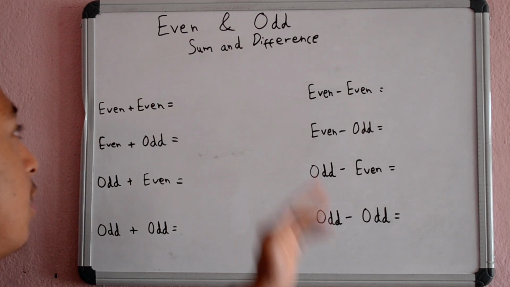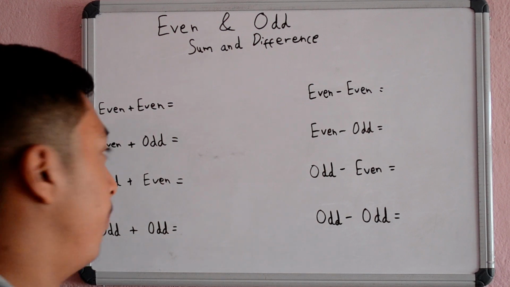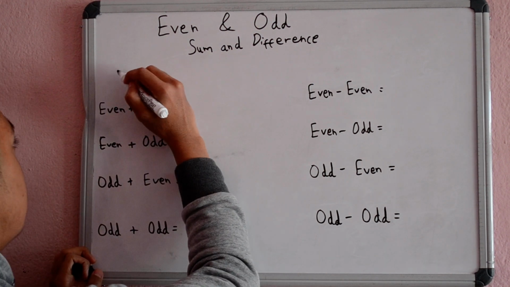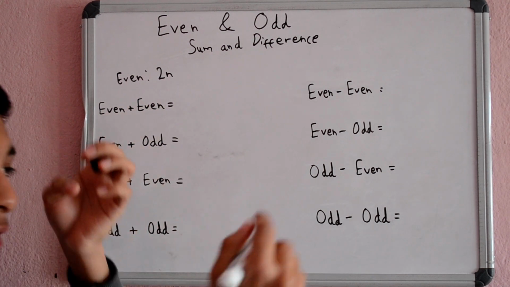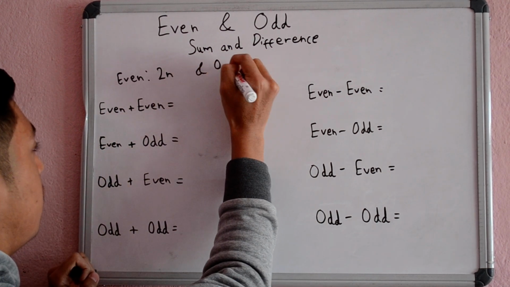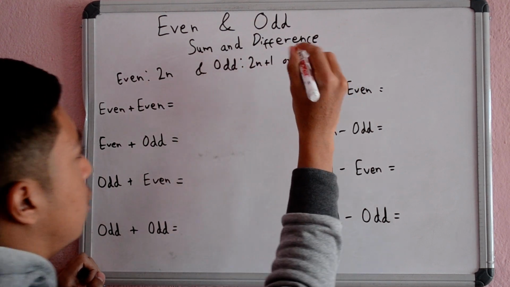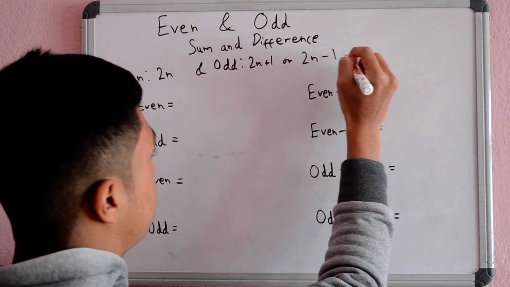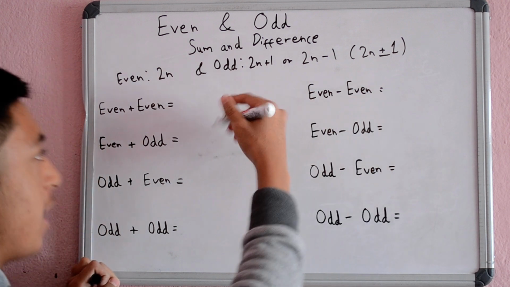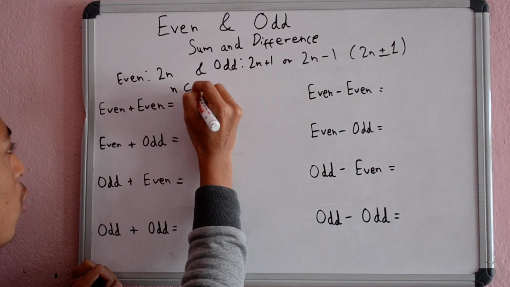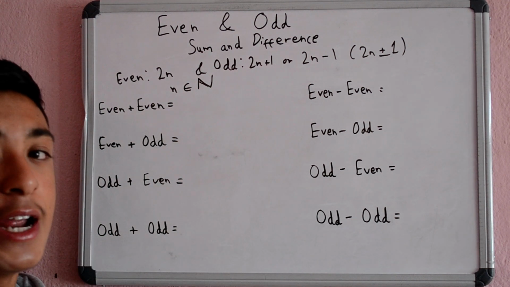Hello everyone. I'll be talking about the sum and difference rules for even and odd numbers. Now, before I begin, an even number is represented generally by 2n and an odd number is generally represented by 2n plus 1 or 2n minus 1, or simply 2n plus or minus 1. And here n belongs to the natural numbers, that is, n is greater than or equal to 1.